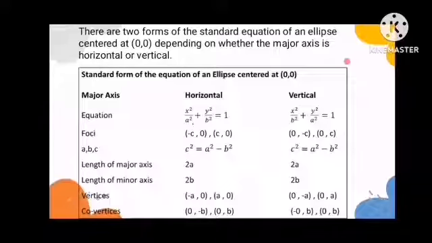The vertices of the horizontal are (negative a, 0) and (a, 0). For the vertical, (0, negative a) and (0, a). For the co-vertices of the horizontal, (0, negative b) and (0, b). For the vertical, (negative b, 0) and (b, 0). You can write the equation of an ellipse when you are given the coordinates of the vertices and foci.